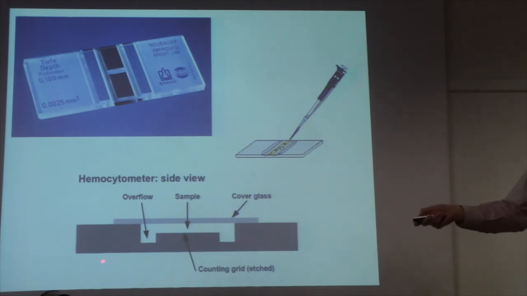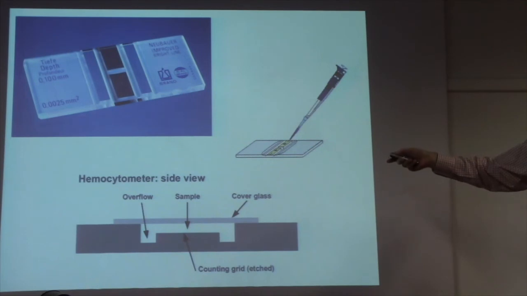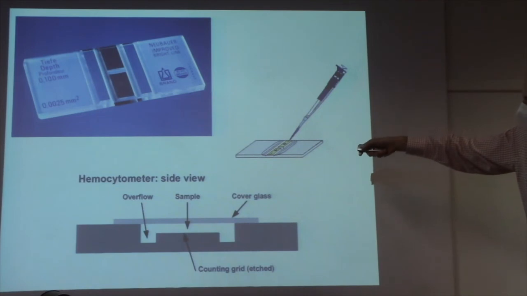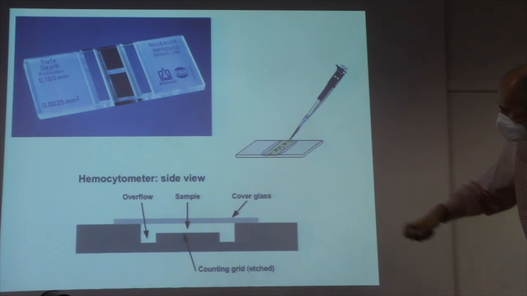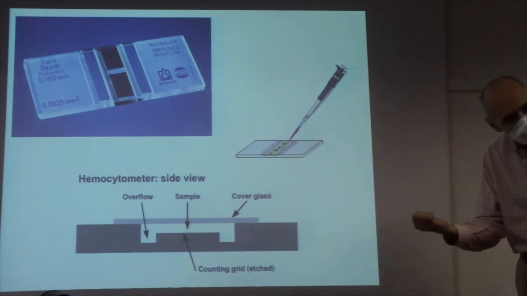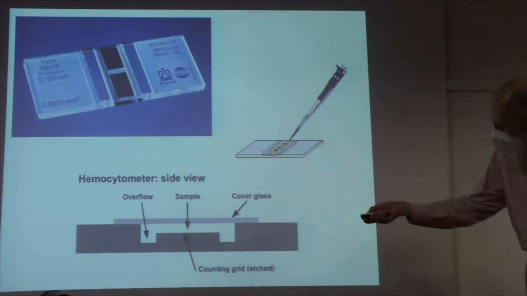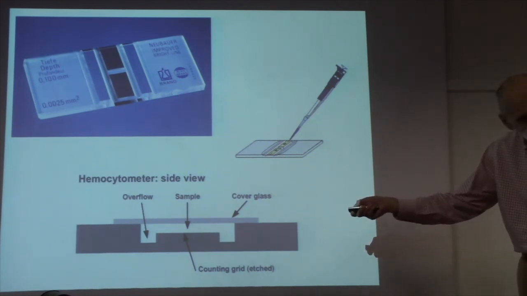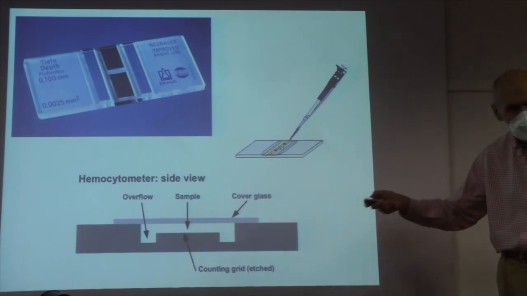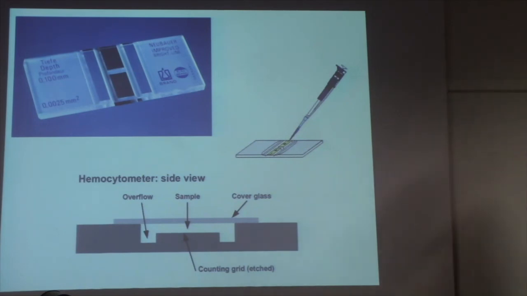And these are just sideways for the overflow. If you overload the chamber, it will flow away from there. So, how do you load the chamber? You have this little instrument here. You put a cover slip onto it, and then with a micropipette, you slide your cell suspension underneath the cover slip. And you basically fill up this volume with your cell suspension. Okay?